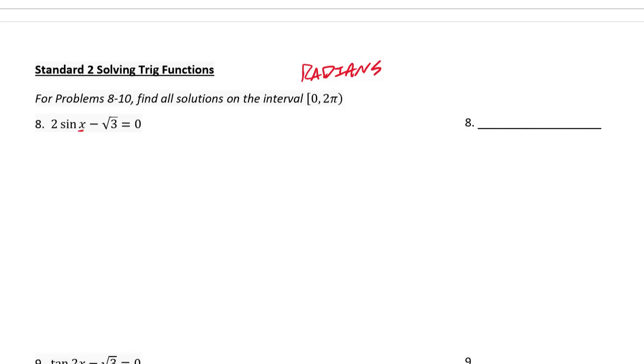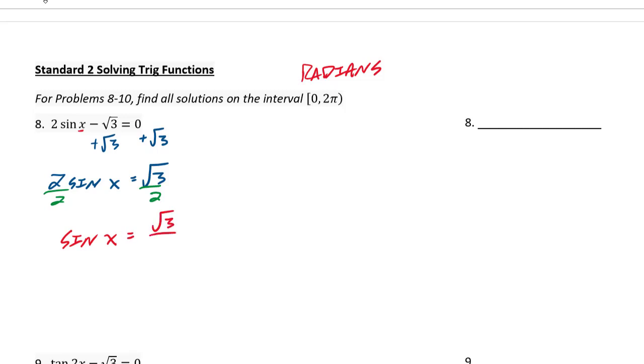So number 8, as you can see, the first step we're going to want to do is try and find a way to get the sine all by itself. So to me, it seems logical to go ahead and add the square root of 3 over to the other side first. That would now give me 2 sine of x is equal to that square root of 3. And then the next step would be divide the 2 off, and that now has isolated the sine of x, where now I have sine of x is equivalent to the square root of 3 over 2.